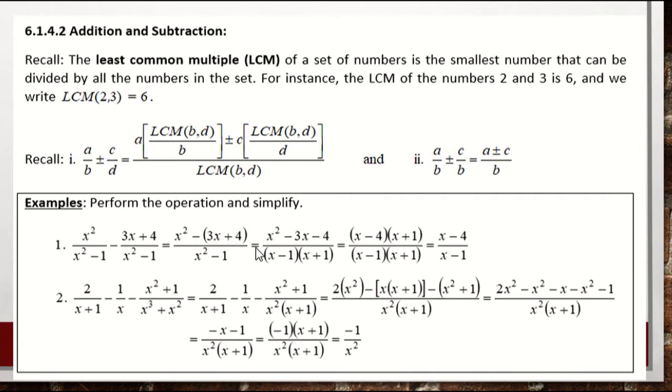To simplify further, gidistribute ang sign mo aning negative 3x minus 4 over, this is difference of two squares. So, that can be factored out as x minus 1 times x plus 1. Okay, which is equal to, pwede po niya siya ma-factor out. Okay, that is x minus 4 times x plus 1.